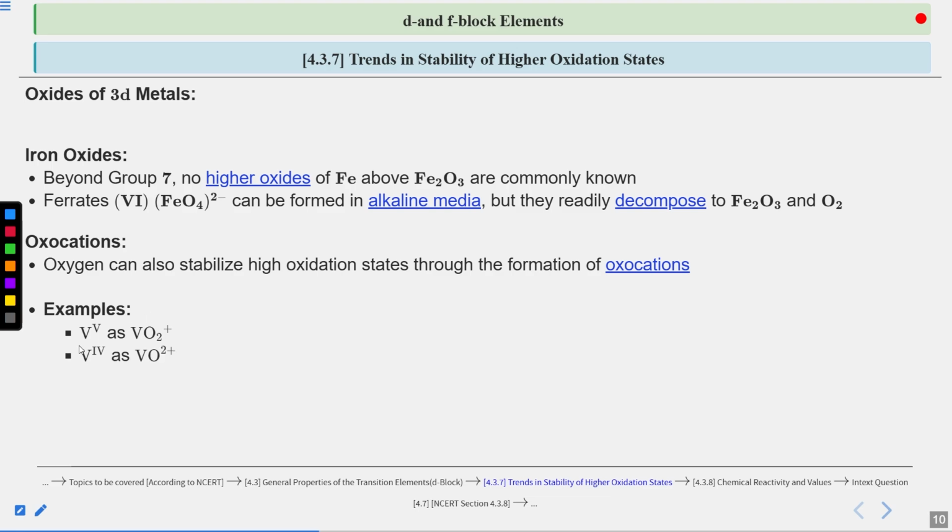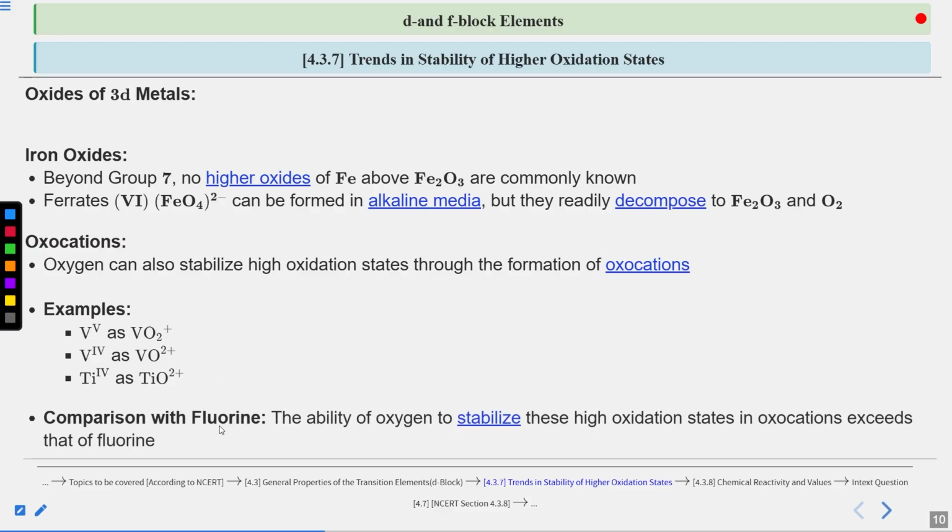Another example is vanadium in +4 as VO2+. Titanium in +4 as TiO2+. So these oxocations are formed through oxygen, and in these the elements exist in their higher oxidation state and are also stable.